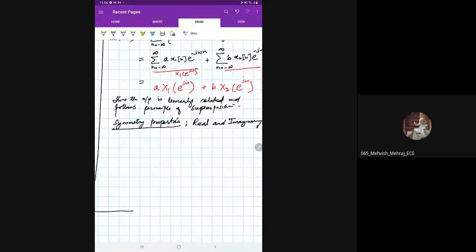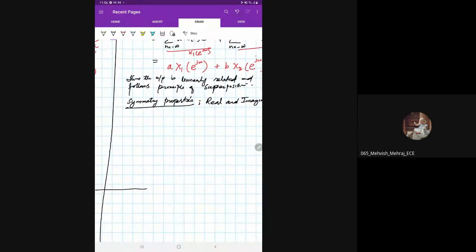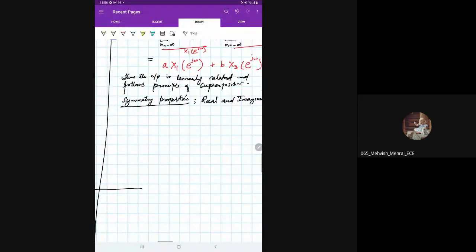Real and imaginary forms. Okay. Now see, for symmetry properties, we will use the Fourier transform to develop the symmetry properties.